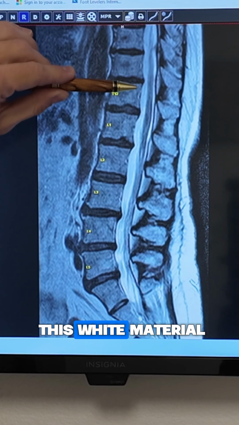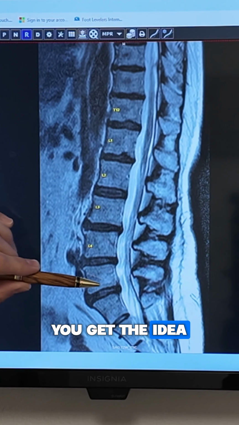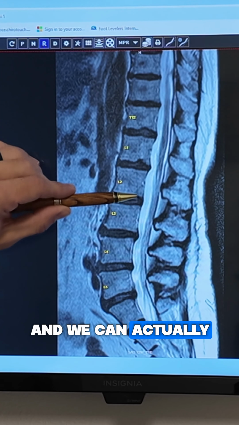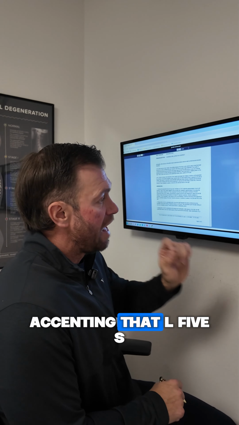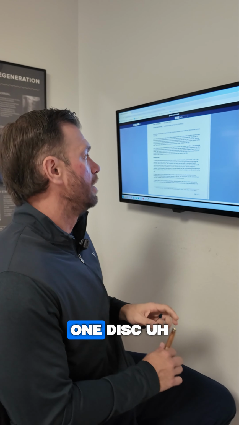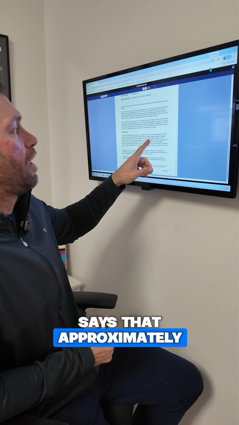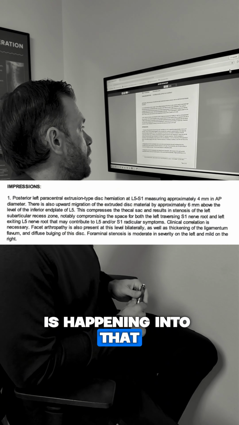The spinal cord is this white material that runs right behind the bones and the discs, you get the idea. So when we start to see these little bumps right here, now we start to get concerned, and we can actually see it at multiple levels. Number one is just accenting that L5 S1 disc extrusion. And it actually says that approximately 4 millimeters of diameter is pushing into that spinal cord.